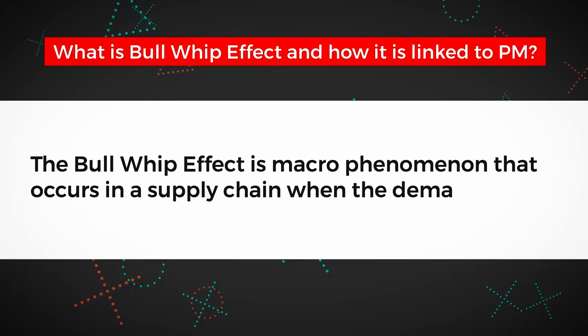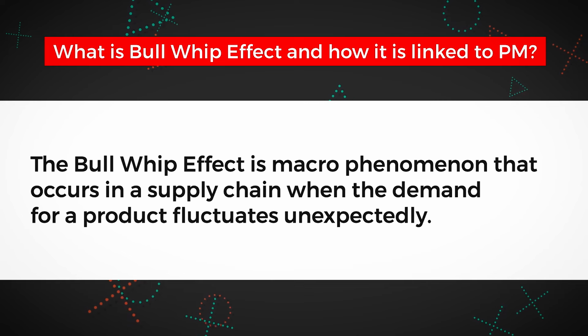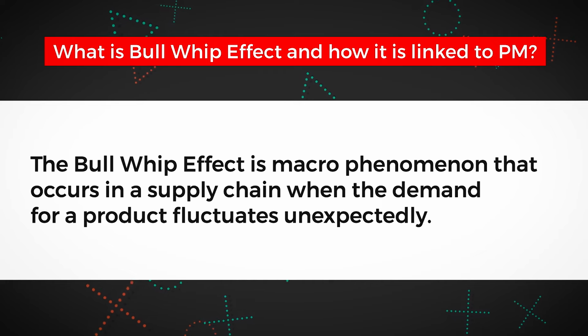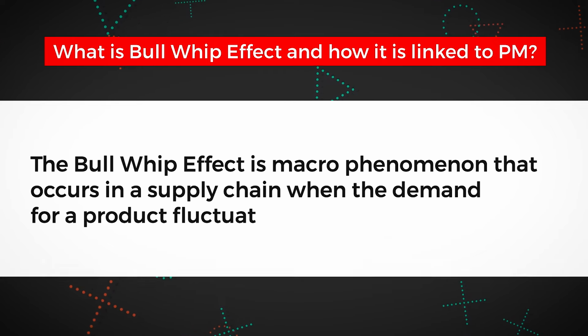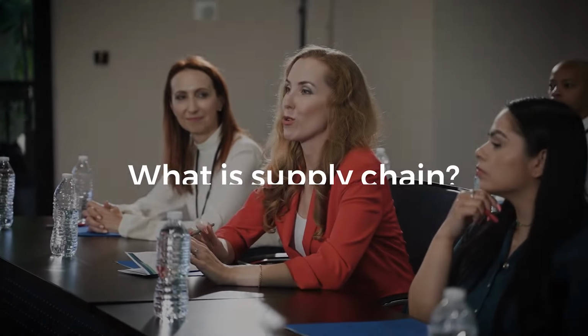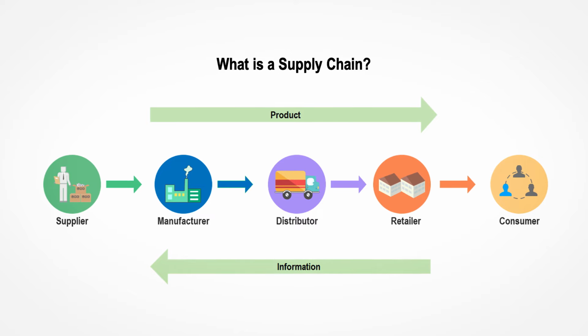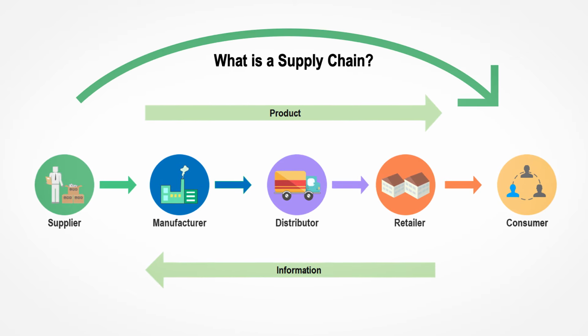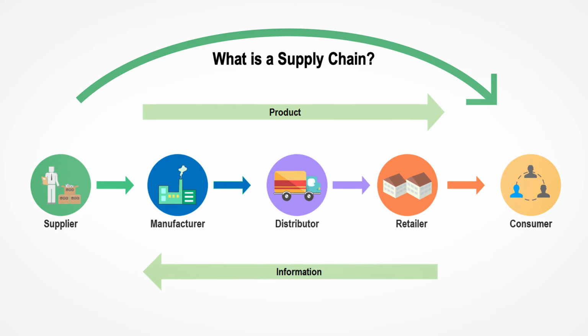So, what is the bullwhip effect and how is it linked to project management? The bullwhip effect is a macro phenomenon that occurs in a supply chain when the demand for a product fluctuates unexpectedly. Now, for those of you who don't know what a supply chain is, very simplistically speaking, it is the journey of a product or a service from its point of generation till it reaches the end user or the end customer.